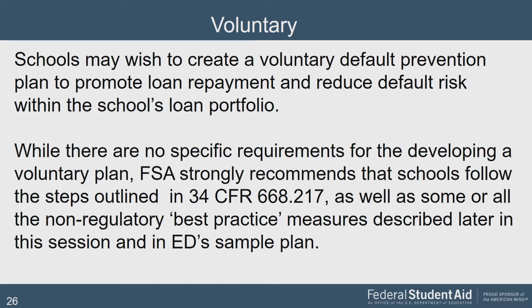So schools may wish to complete or create this plan voluntarily. It's not required if you're under 30%. You don't have to revise it if you're under 30% for a second year. But not to have a plan that's consistent with the Code of Federal Regulations 668.17 is sort of counterproductive. Let me share this with you.